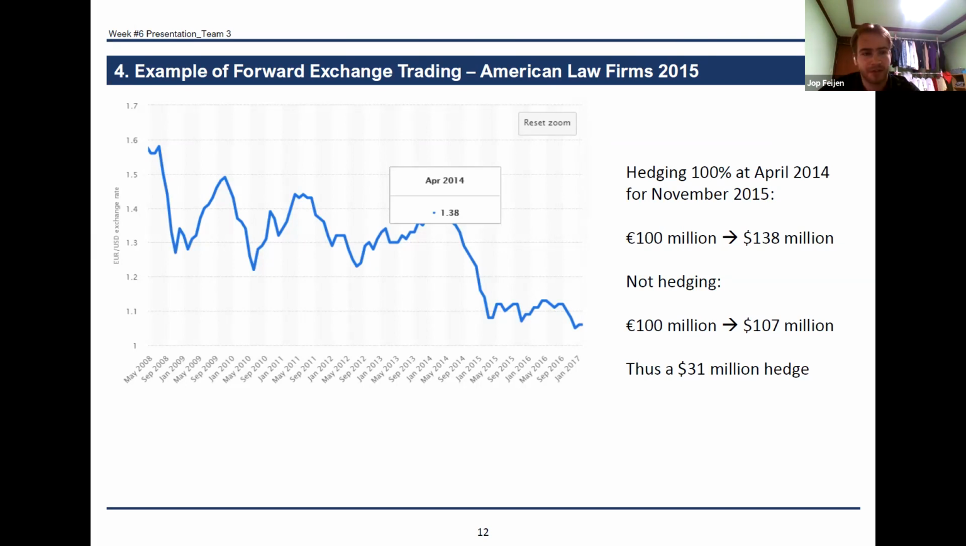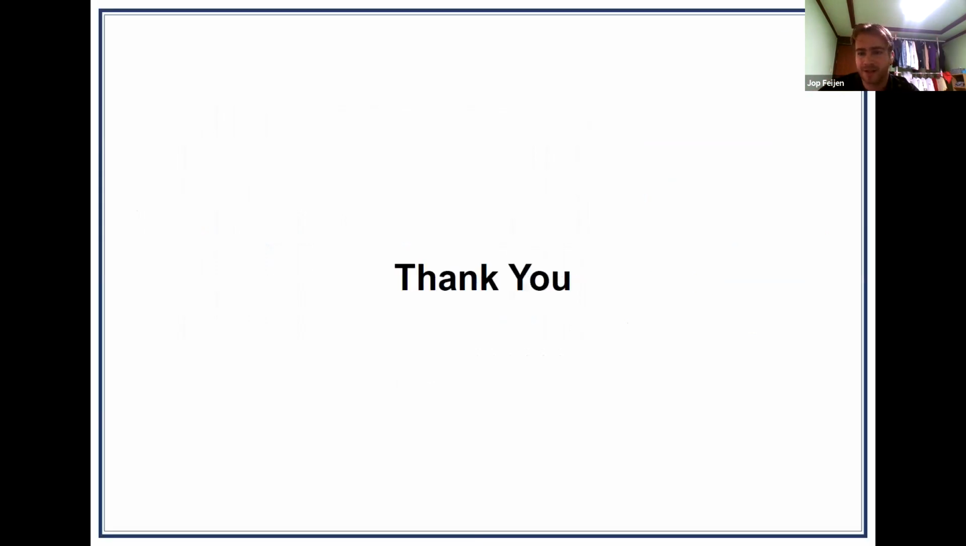If we run some numbers and pretend some of those law firms hedged a trade for 100 million euros in April 2014, they would have a worth of $138 million, which would be $31 million more than in November 2015. So if they would have hedged at this moment in time in April 2014, they would have made another $31 million just by hedging.